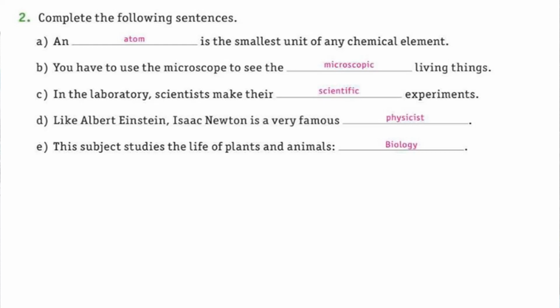In the laboratory, scientists make their scientific experiments. Like Albert Einstein, Isaac Newton is a very famous physicist, okay? So physicist. This subject studies the life of plants and animals. We're talking about biology. So that was the correction of all exercises from pages 20, 21, 22, 23 and 24.